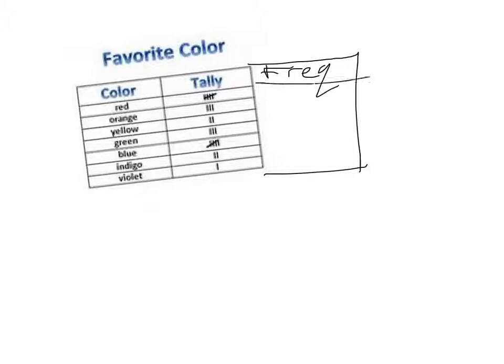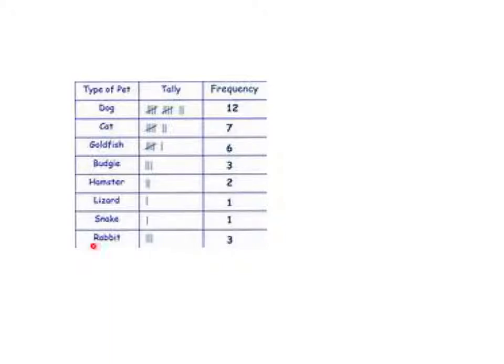And frequency is just a posh word for total. So after you've done your tally, you then put in the number it represents. So 10, 3, 2, etc. So we can see this tally chart is much better. We've still got our type, we've got our tally, and now we've got our frequency.